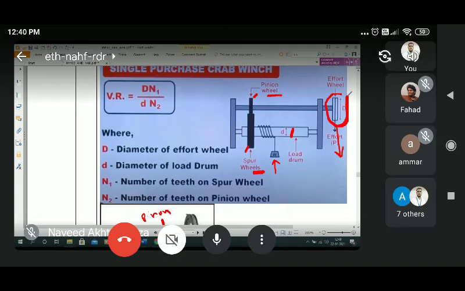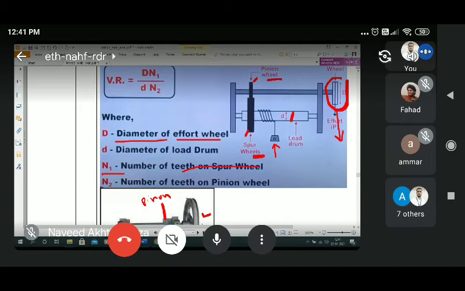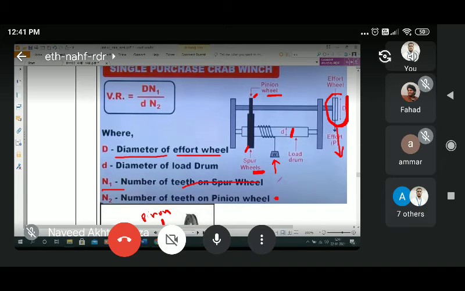The effort, because of what is it happening? Diameter of effort wheel. Okay. And what else is happening? Number of teeth on the spur wheel, that is N1. It is rotating the drum. Right? So these two are providing the effort, and the number of teeth on the pinion wheel is for the load we are lifting, and the small d is the diameter of that axle or load drum, to which the string is attached to lift the load. So this is the working procedure of the single purchase crab.